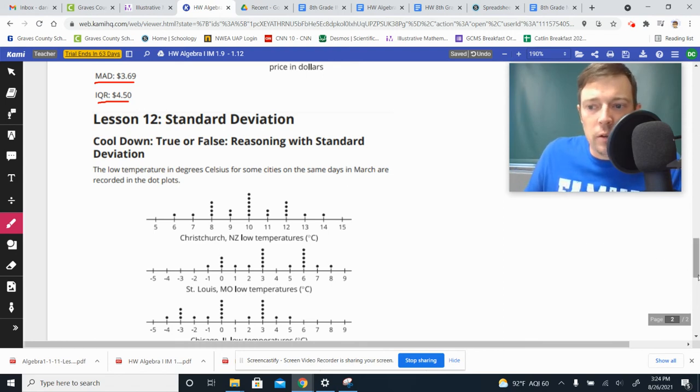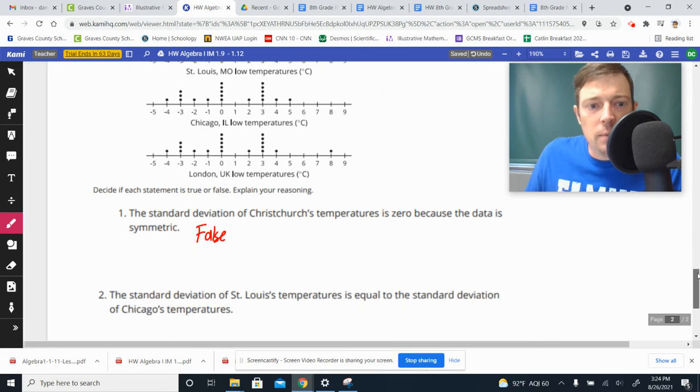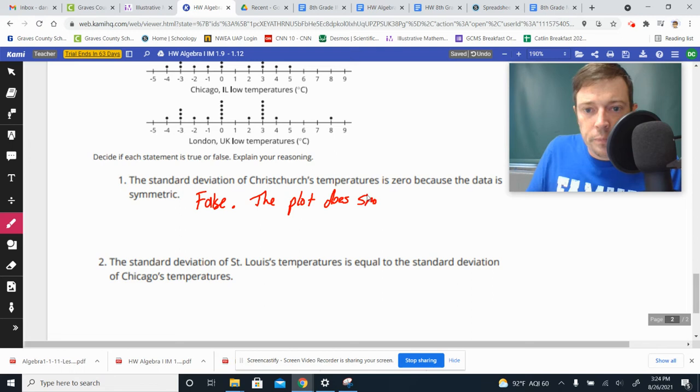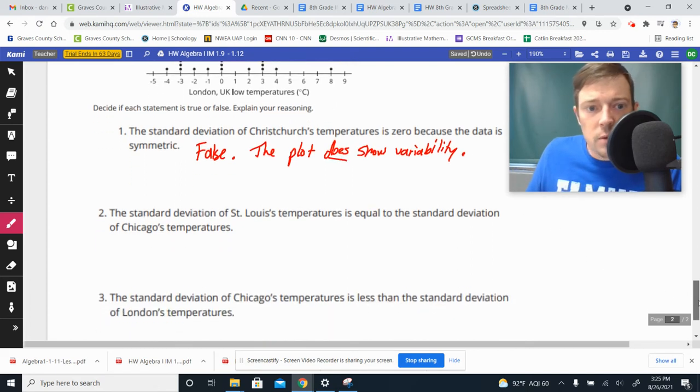So just true or false is all you have to write for these, but you also have to explain your reasoning. So if you just wrote true or false, you're not going to get full credit here. So why is this false? We're going to say it's false because the plot does show variability. If it was 0, that means there would be no variability, it'd just be a stack all on the same number. So it does show variability, so it can't be 0. Let's move on to the second one.